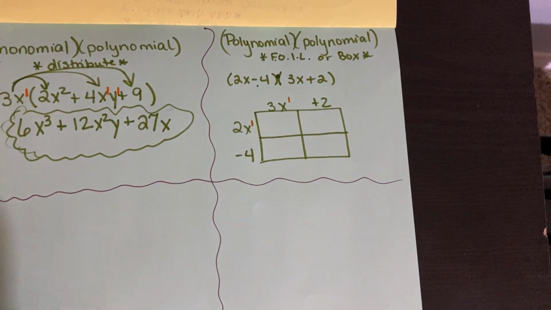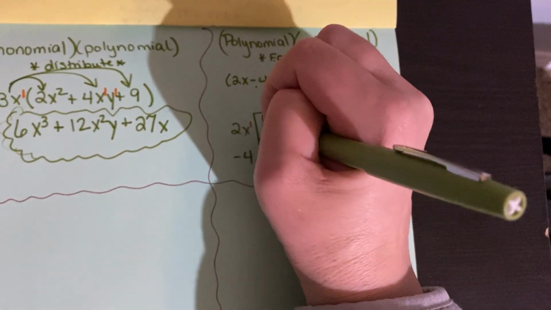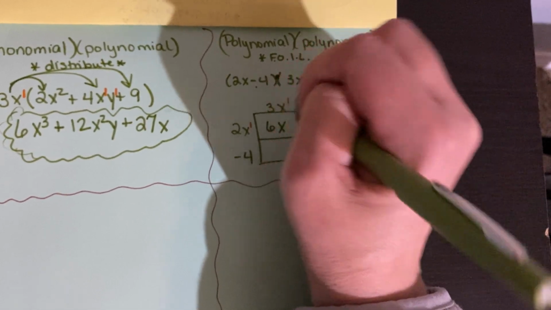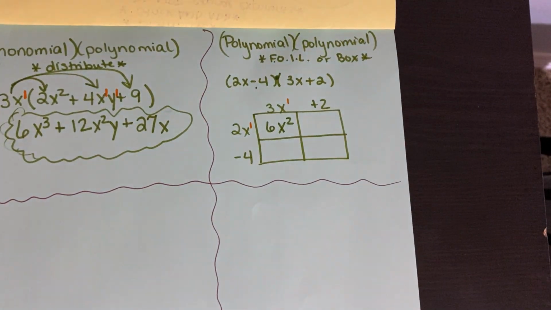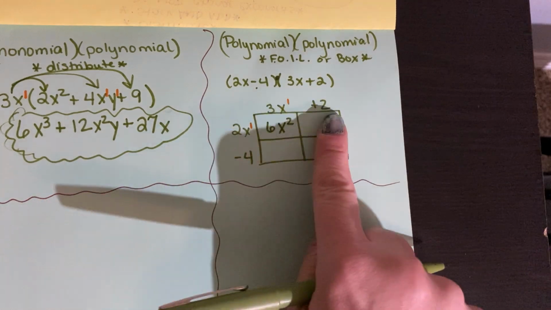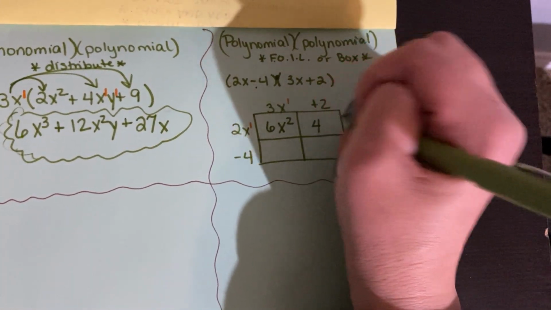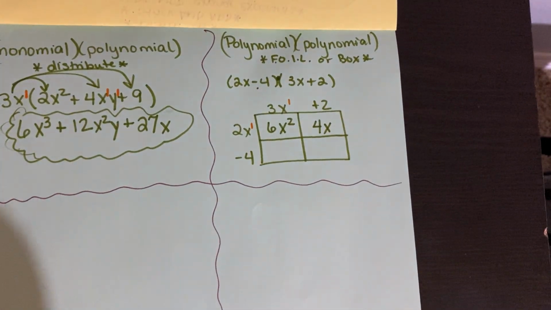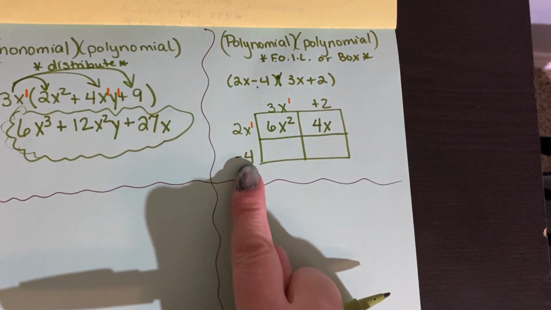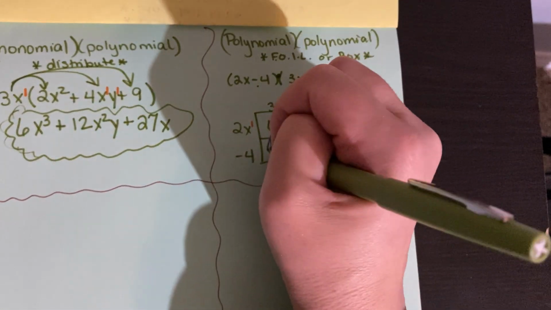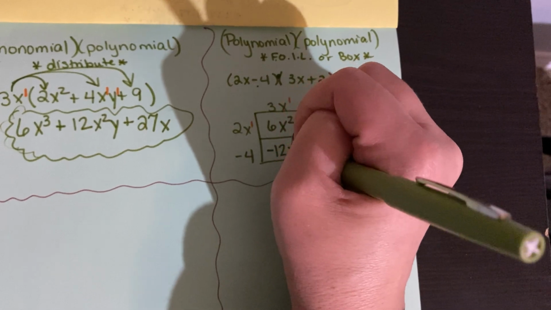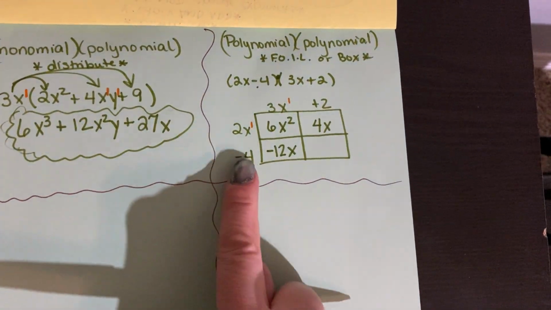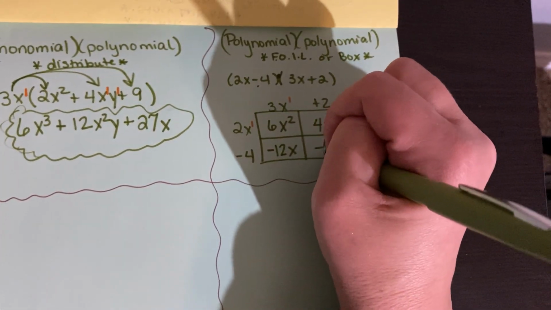When we bring them together, we multiply the two numbers, so that's 6. The base stays, we add the exponents. 2 times 2 is 4, and there's nothing to do, so I'm just going to keep that x right there. There's no x to multiply. Negative 4 times positive 3 is negative 12, and then there's just a plain old x. And negative 4 times 2 is negative 8.